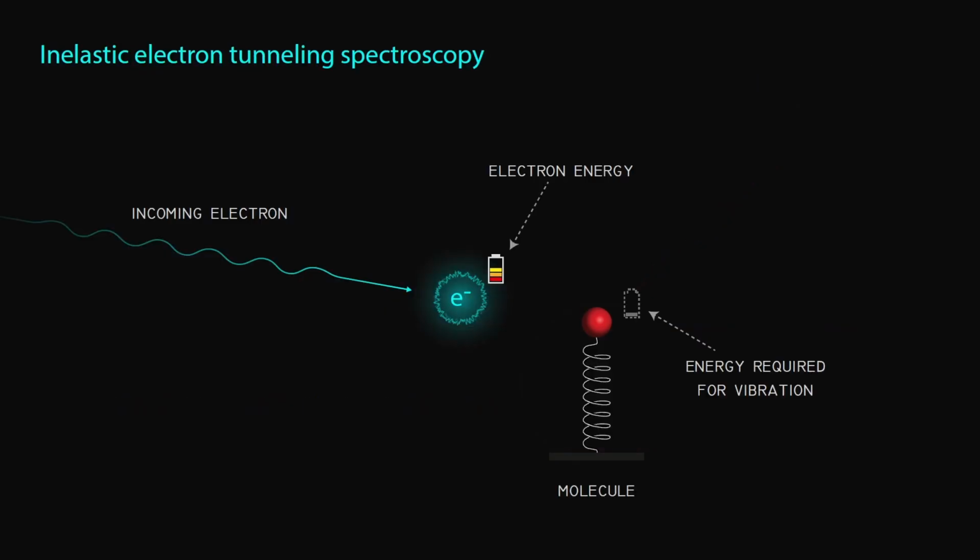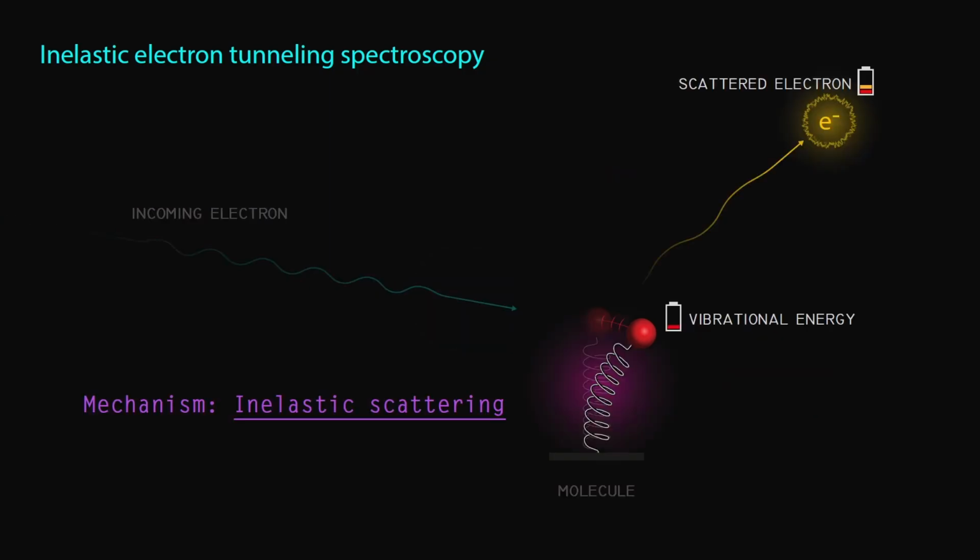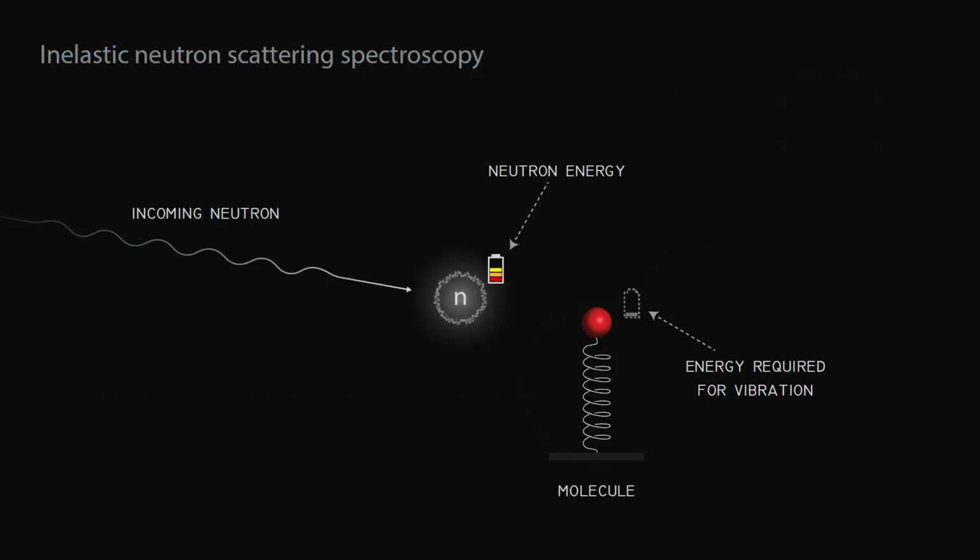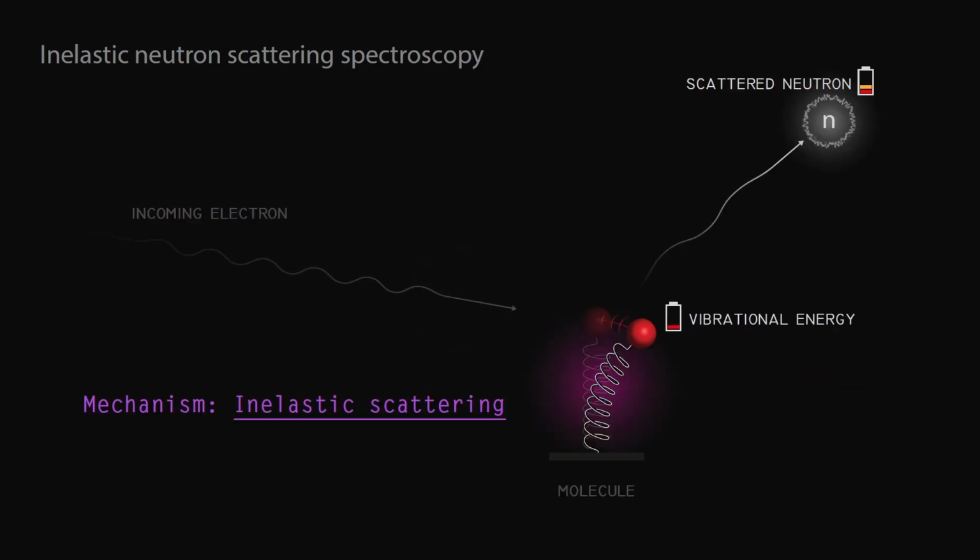Inelastic electron tunneling spectroscopy works the same way. The difference is that instead of a photon, an electron is bounced off our molecule, again transferring some of its energy to excite the molecular vibration. The energy transfer mechanism is also inelastic scattering. Lastly, the same goes for inelastic neutron scattering spectroscopy. Here, instead of photons or electrons, neutrons are scattered, exciting molecular vibrations. The energy transfer mechanism again is inelastic scattering.